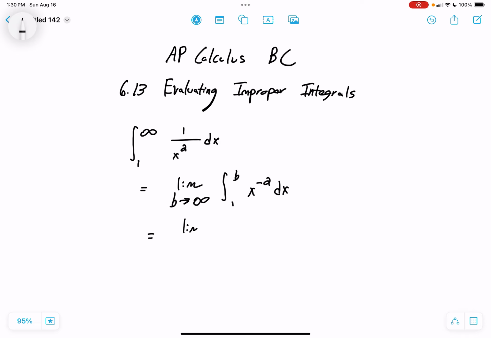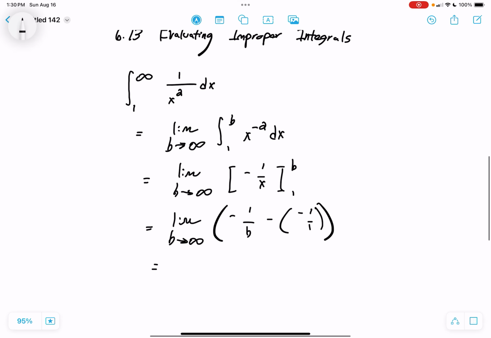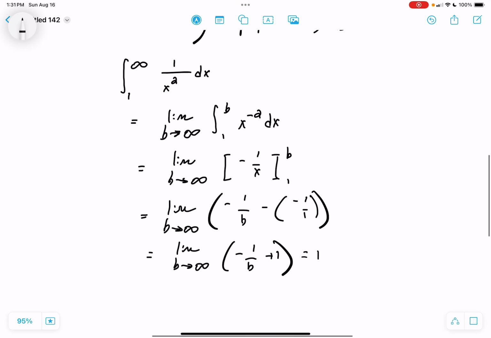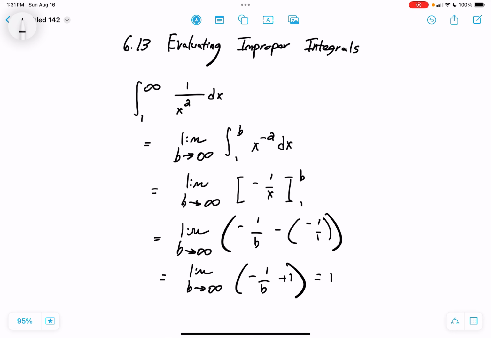And now I'm going to get the limit as b approaches infinity of negative 1 over x from 1 to b. And now this equals the limit as b approaches infinity of negative 1 over b minus negative 1 over 1. And this equals the limit as b approaches infinity of negative 1 over b plus 1, which is simply equal to 1. And that's how we properly evaluate these improper integrals.